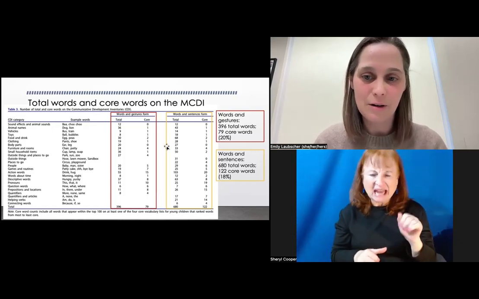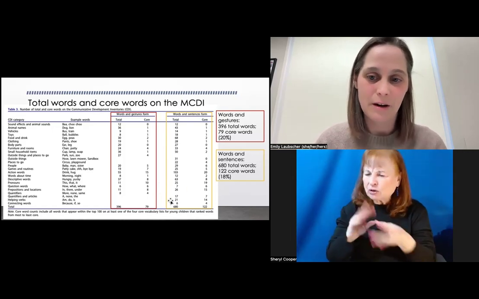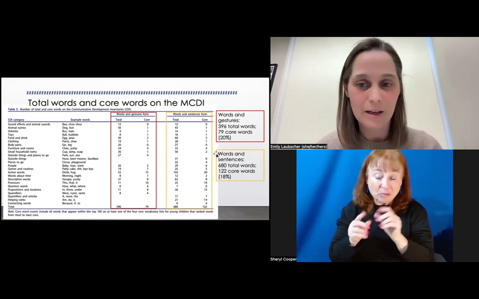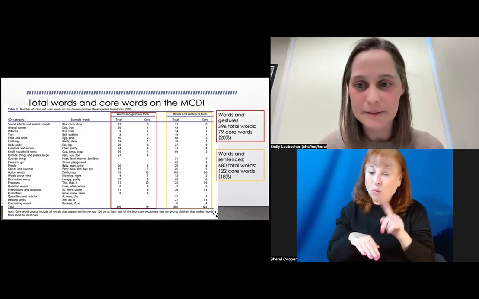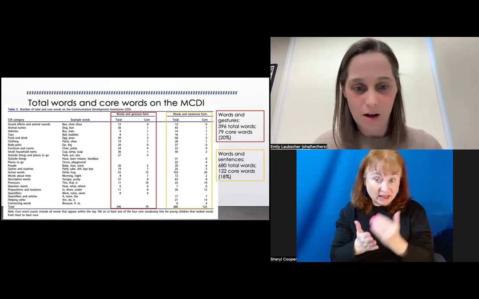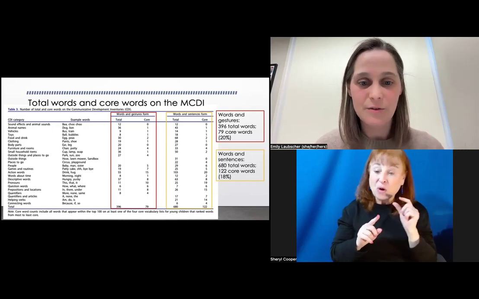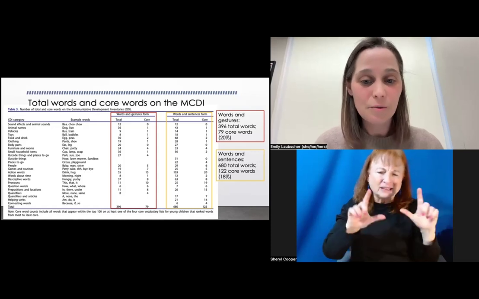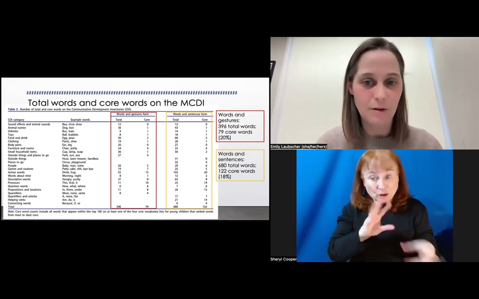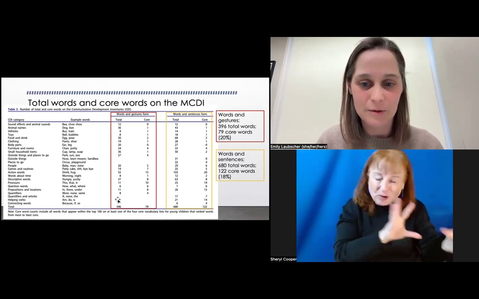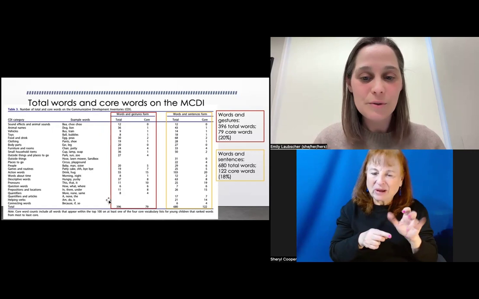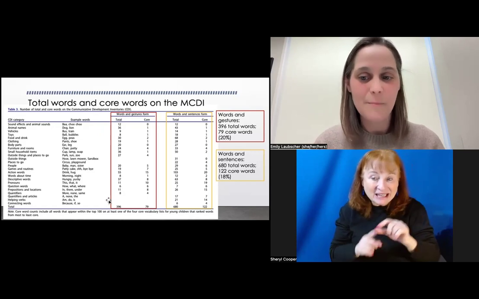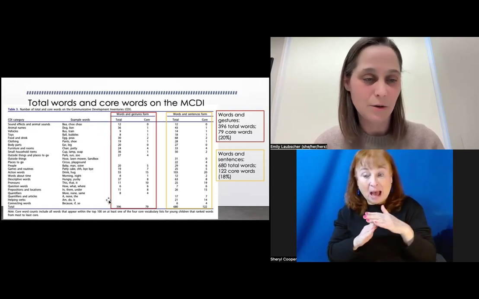So for each category, how many total words are there on the MCDI? And of those total words, how many appear on at least one ranked core word list? So overall, for the words and gestures form, that's the younger age range, that's the red box here. There are 396 total words across all the categories. So if we add up the whole total, of those 396 total words, 79 of them, or 20% of them, appear in the top 100 of ranked core word lists.